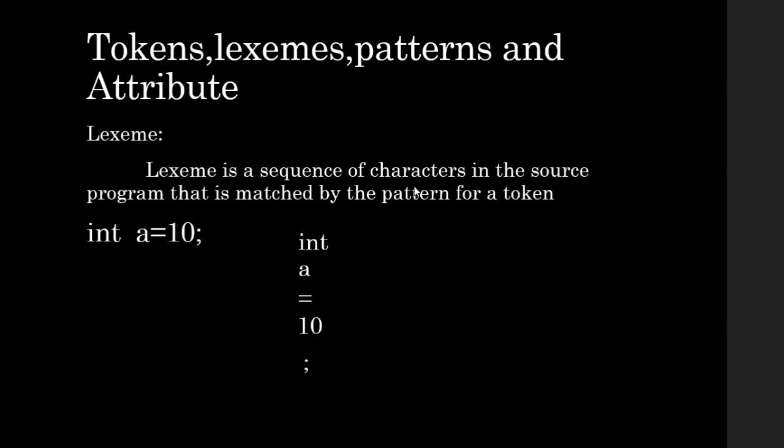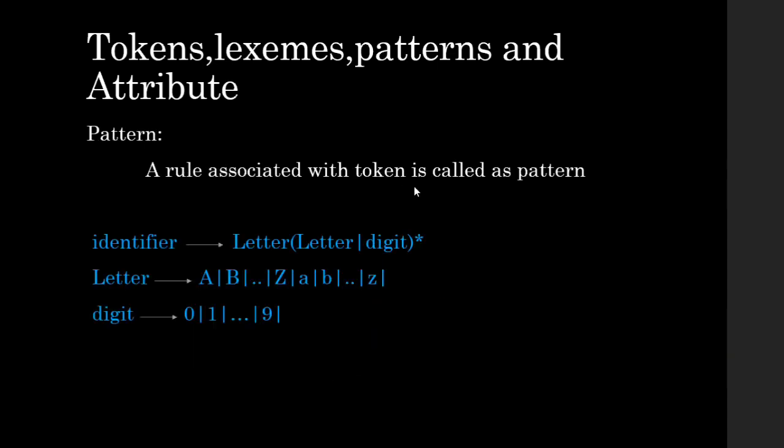Now what is meant by a lexeme? A lexeme is a sequence of characters in a source program that is matched by a pattern to form a token. For instance, see here: int, a, equal to, 10, semicolon. These are the values supplied for tokens. So the values supplied for tokens are called lexemes. All these are called lexemes.